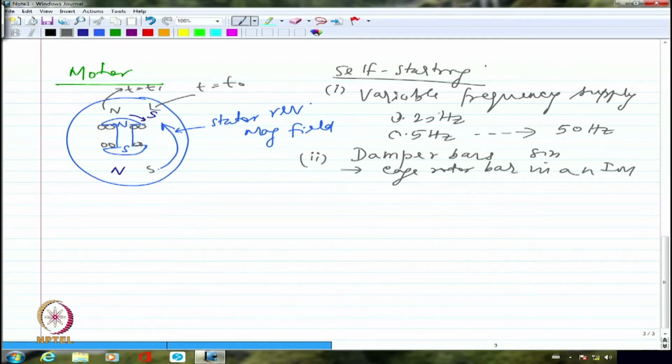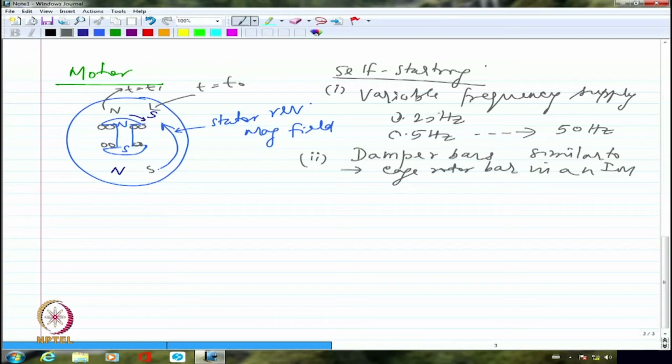So these are going to get induced currents, induced EMF, when I am trying to start the machine. When I am trying to start the machine, I am going to have hardly any speed, because of which there will be a relative velocity between the rotor conductors and the revolving magnetic field speed. This relative velocity is going to cause induction of EMF, induction of current.